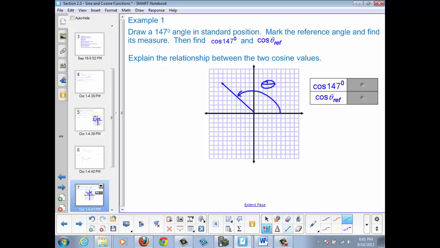To mark the reference angle, remember, it's the acute positive angle attached to the horizontal axis. Let's find the measure. It's in the second quadrant, so the measure of our theta reference would be 180 minus 147, or 33 degrees. Now, let's find the cosine of 147 and the cosine of 33.